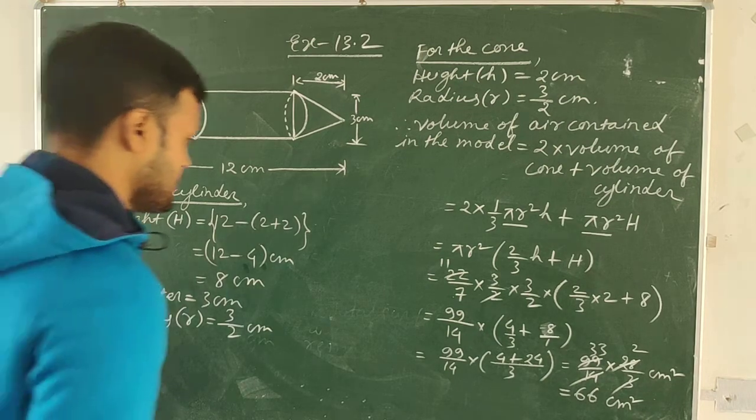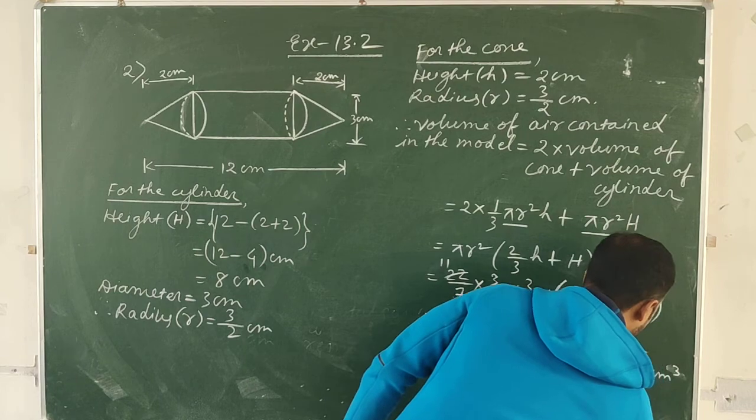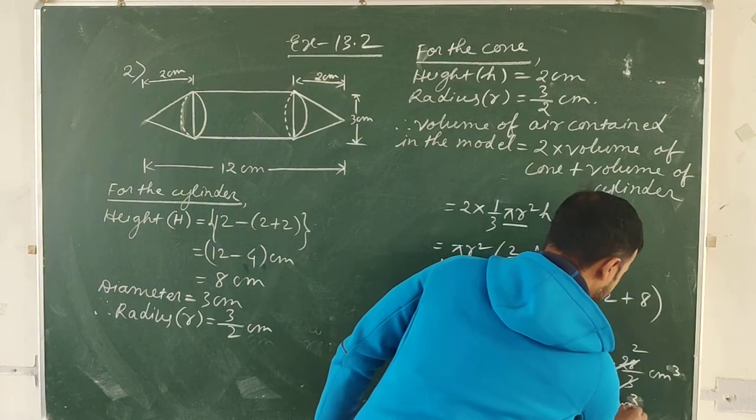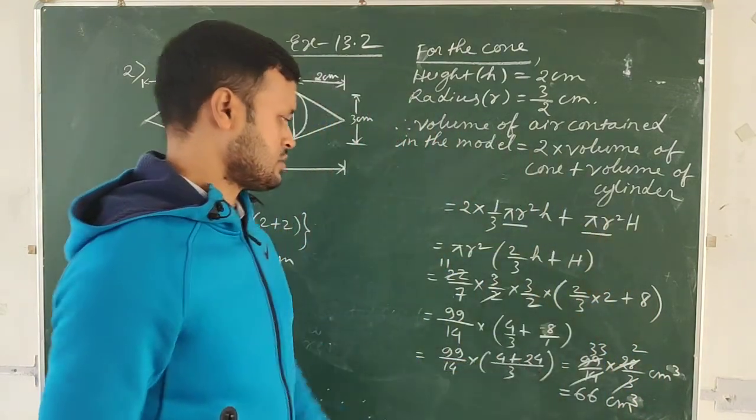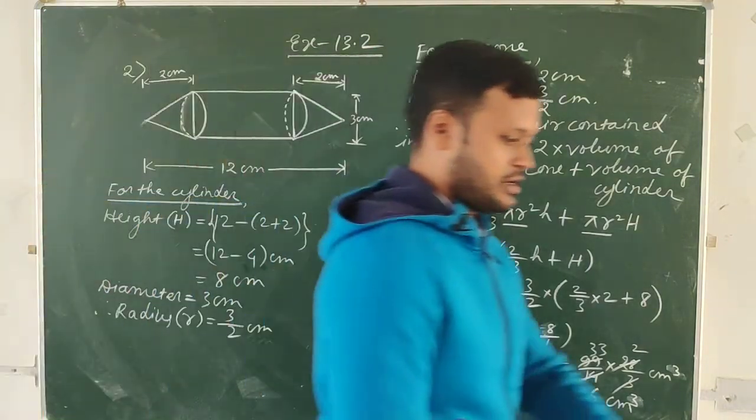So students, here we just change the units. Volume, so this will be centimeter cube. Previously we were doing surface area, so this is volume, 66 centimeter cube. So let us see, this sum is like this, students.